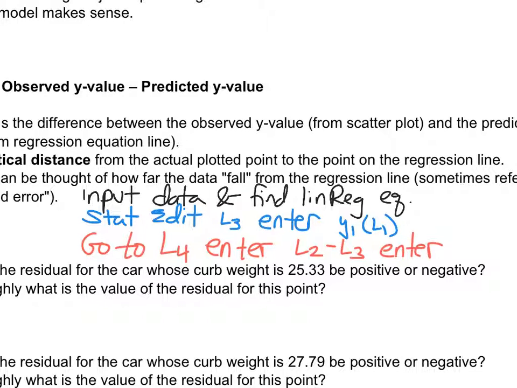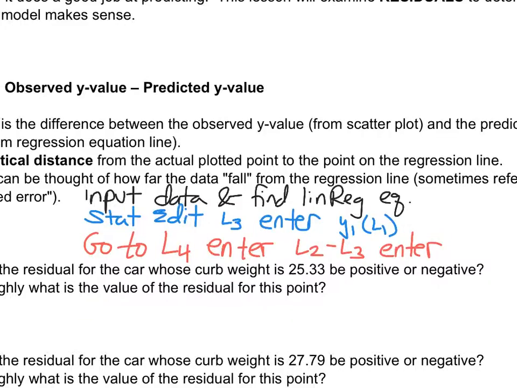Should it be the absolute value? No, because negatives are going to give us direction. Ah. So I can't type in like Y1 times L1. It just gives an error. Did you do it on L3? Yeah. All right, I'll take a look in a sec. So L2 minus L3, enter. Wait, it's not there. Scroll over.